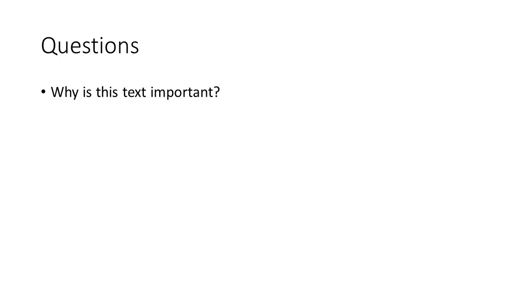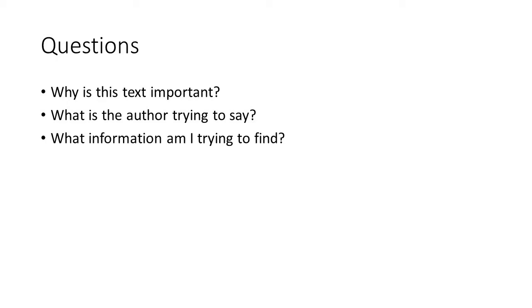And we need to look at, why is this text important? Why have I found it myself? Why have I been given it? So I need to understand that, so I might have to write that down. Why is this text important? What's the author trying to say? Now you're going to get a real good idea from that in that first paragraph. And write down, what do you think the author is trying to say here? What information are you trying to find? Now this is really important.